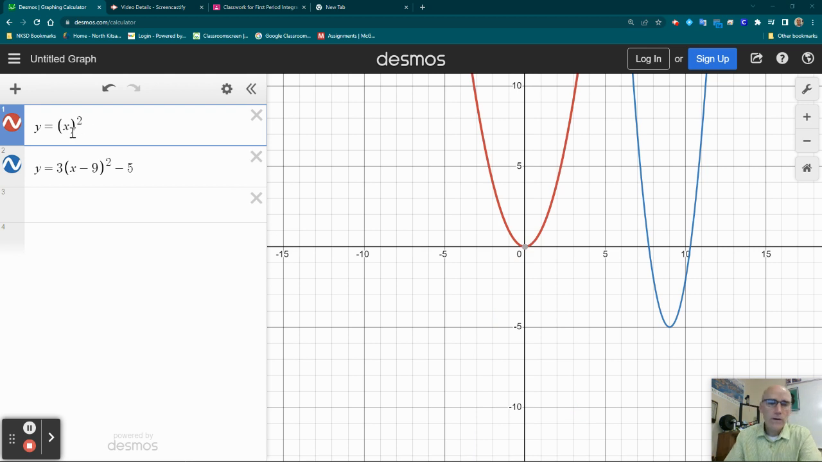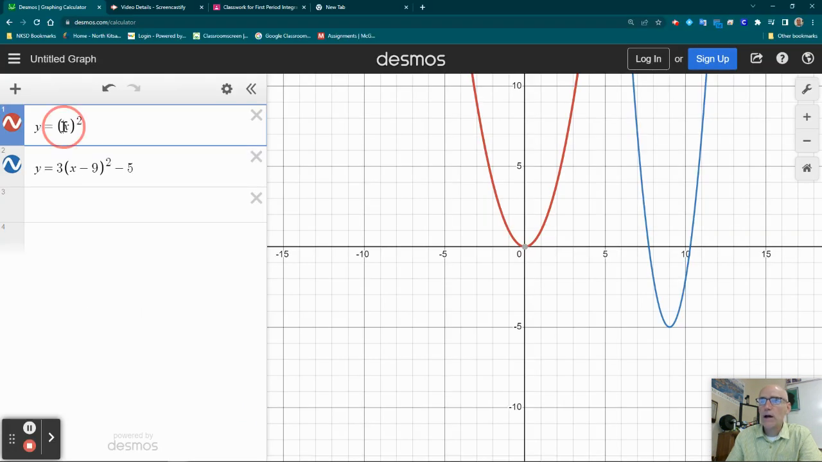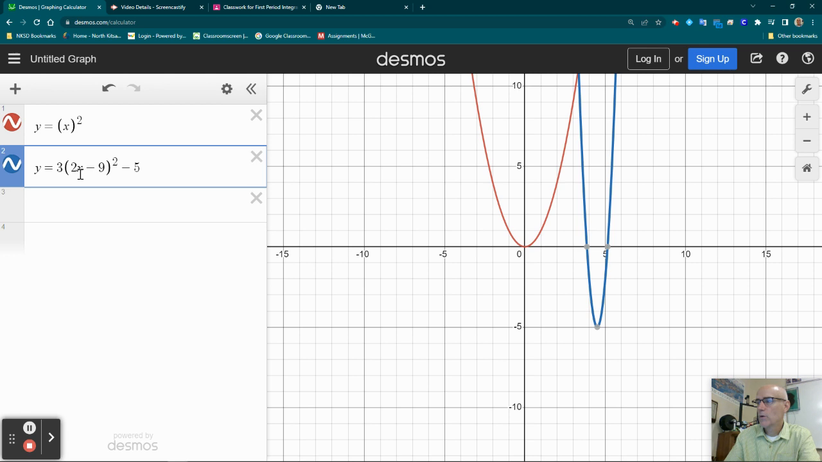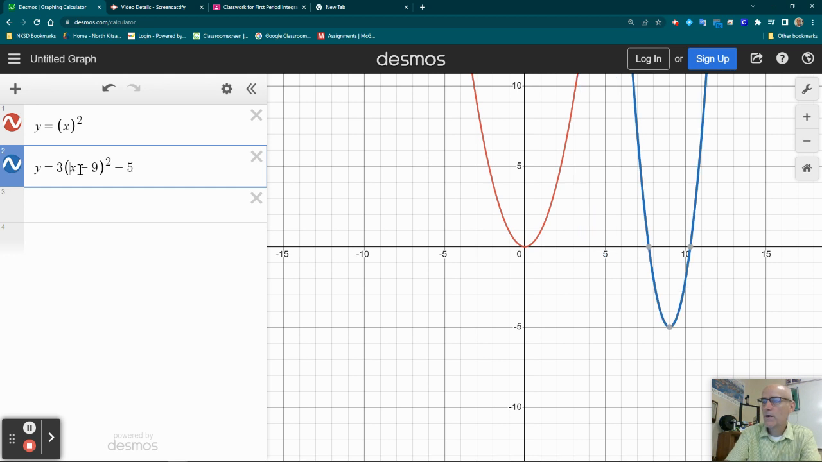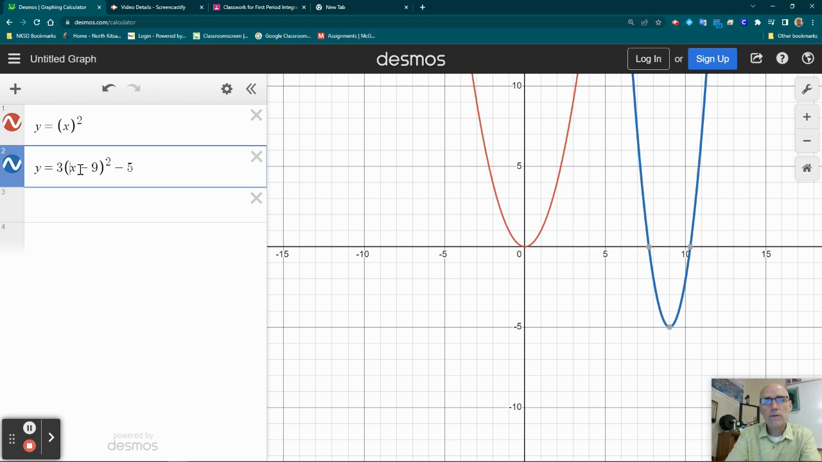So you're going to investigate that a little bit, and then you're also going to investigate what happens when you put a different number inside. Like if I put a 3 right here, what happens to the parabola, right? Or if I put like a 2 here, what happened to my parabola over there? Look at that. That's kind of interesting. Huh, it seems like it moves, doesn't it? It seems like it kind of moves closer to the y-axis.